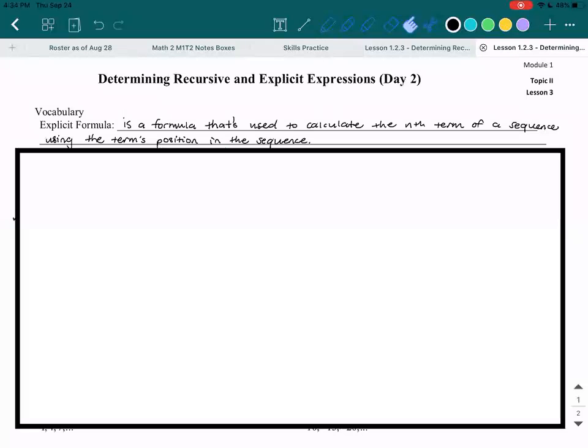All right, so we are now on determining recursive and explicit expressions day 2. Last time we were day 1, now we're day 2.